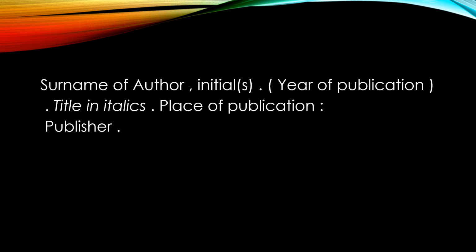Here is the format for a book. Between the surname of the author and their initials, there should be a comma and a full stop after the initial or initials of their forename. The year of publication should appear in brackets, and the title of the book is in italics, followed by a full stop. The place of publication and the publisher are separated by a colon, with a full stop to finish off the entry. I will note the differences in the formatting of an article entry and a website entry later in the video.